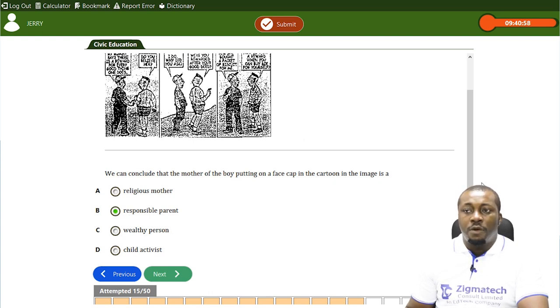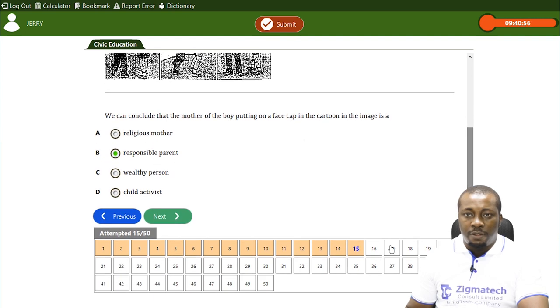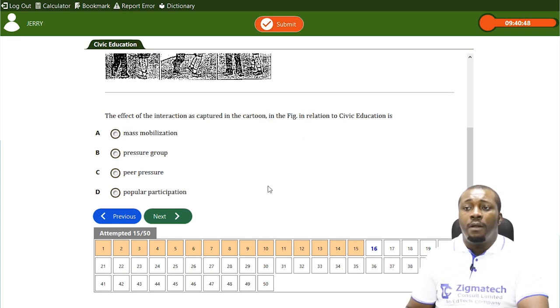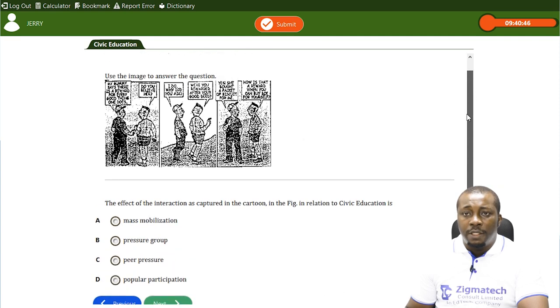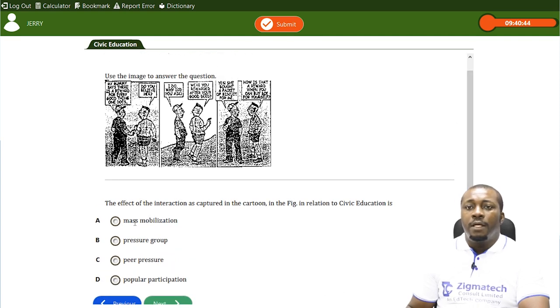This question tests your knowledge on responsible parenthood. It takes a responsible parent to encourage a child to do good things and make the child believe that there is a reward. Now, still on the same question, the same image, the same dialogue.